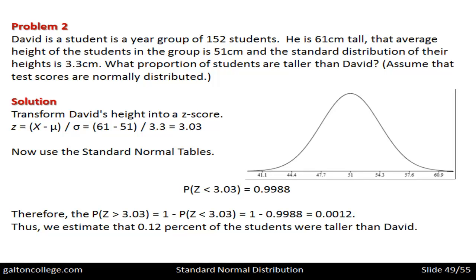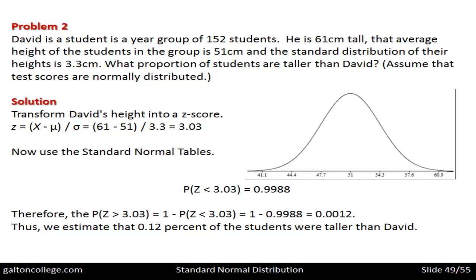If we take this particular problem, just having a look at it here, David is a student in a year group of 152 students. He's 61 centimeters tall. The average height of the students is 51 centimeters, so we're changing it now, and the standard deviation of their heights is 3.3 centimeters. What proportion of students are taller than David? Assume that the heights are normally distributed. That's the big assumption, of course. If they're skewed in some way, if they're not following the bell-shaped curve, then of course these calculations are not valid. But we'll assume that they are.